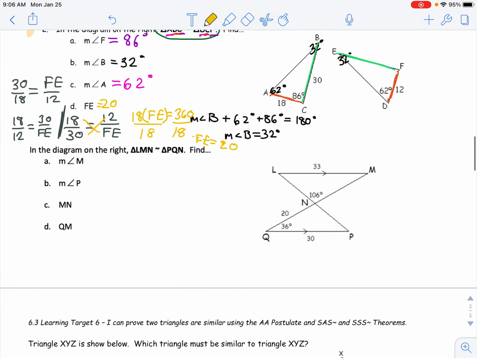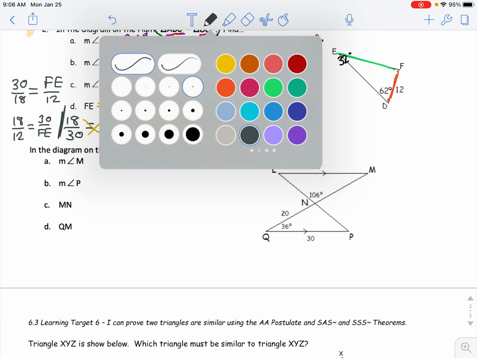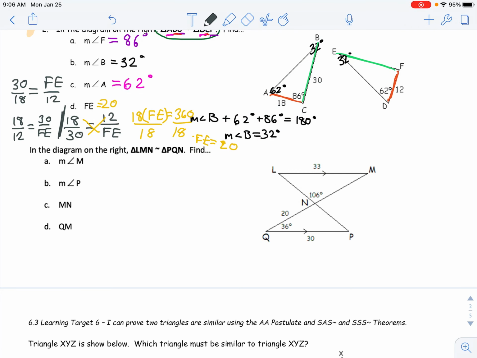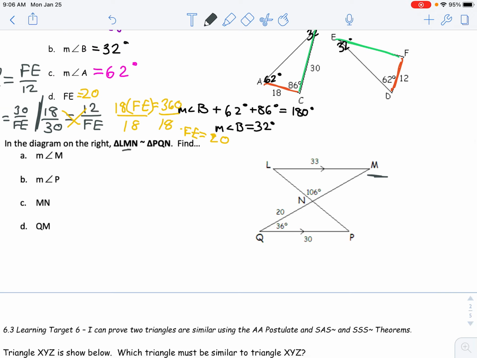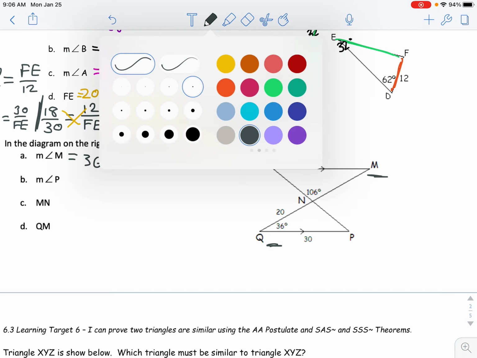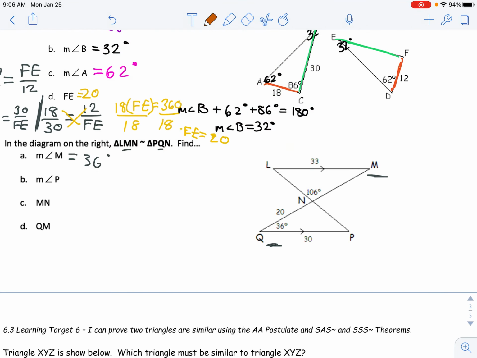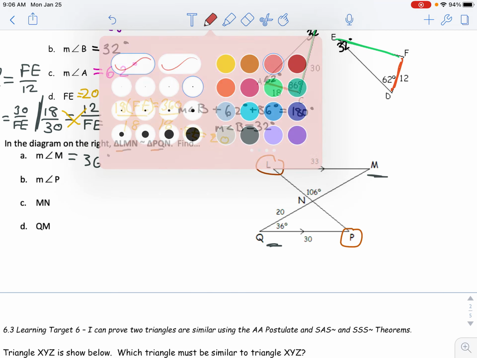So same thing right here, same kind of problem. All right. Find the measure of angle M. Well, M corresponds to Q, which is 36 degrees. All right. Find the measure of angle P. Well, P corresponds to L. We don't know L. How do I find P?